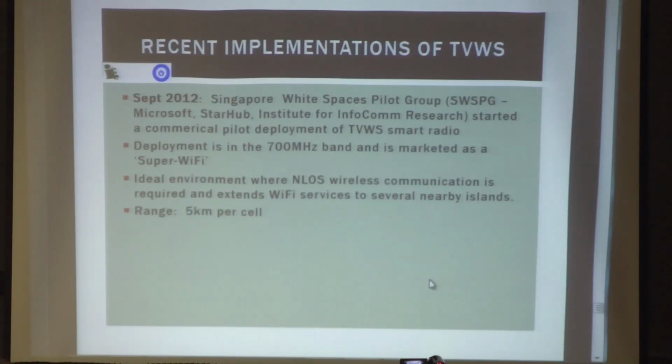And the interesting thing is that Singapore is such a small country that the neighbor country, Malaysia, is close to these islands. As it turns out, in Malaysia there's still TV transmission at the 700 megahertz band. So there's a lot of interference there that they have to deal with. The range of the cell is 5 kilometers, and it's really dictated by the 700 megahertz frequency. The lower the frequency you go, the wider the range you get. And that's really the trade-off that you have there.